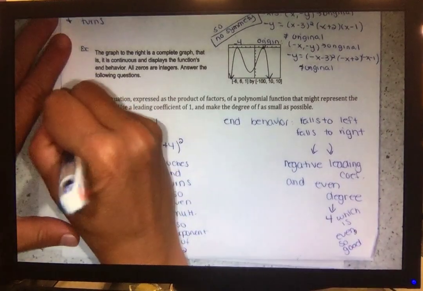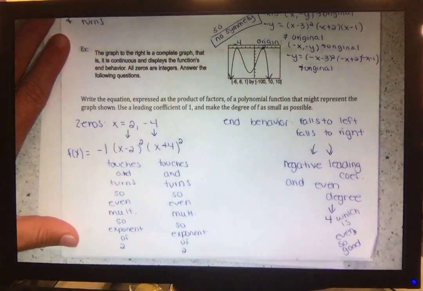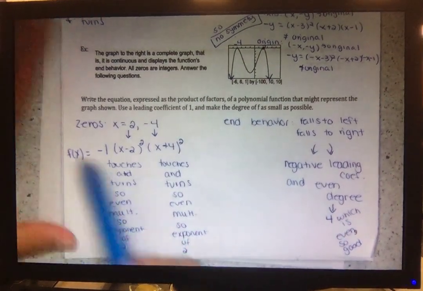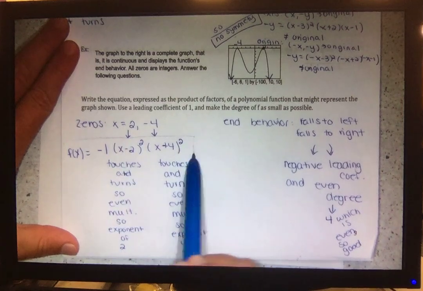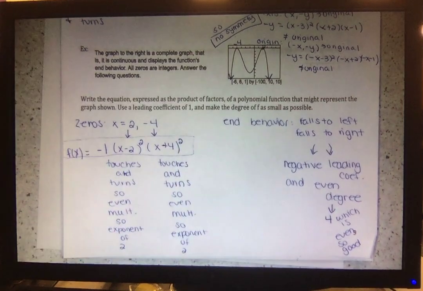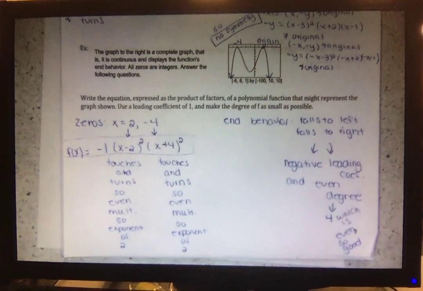All right, so it said leave it as a product of factors. We dealt with the negative, we dealt with everything, we're done. So our final answer is f of x equals negative 1, so we can go downward, times x minus 2 squared, times x plus 4 squared. So that is 3.2.